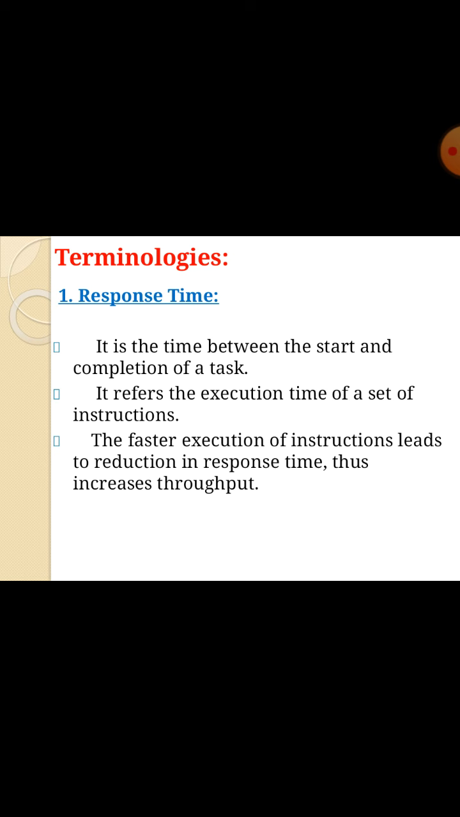Terminologies of performance. First one, response time. It is the time between the start and completion of a task. It refers to the execution time of a set of instructions. The faster execution of instructions leads to a reduction in response time and increased throughput.